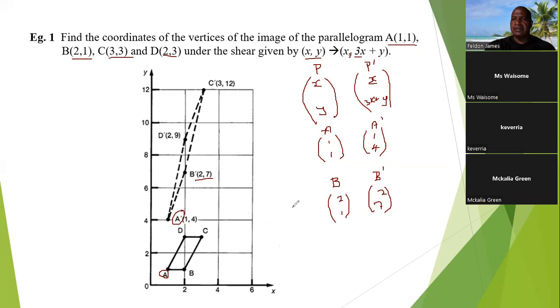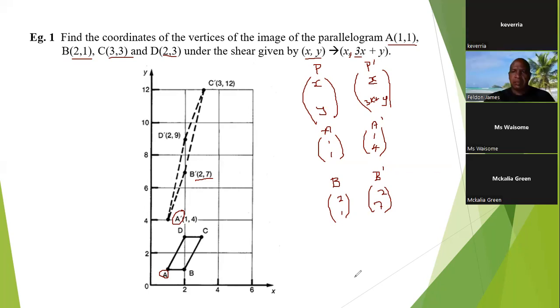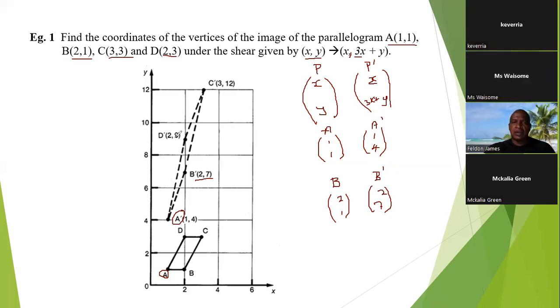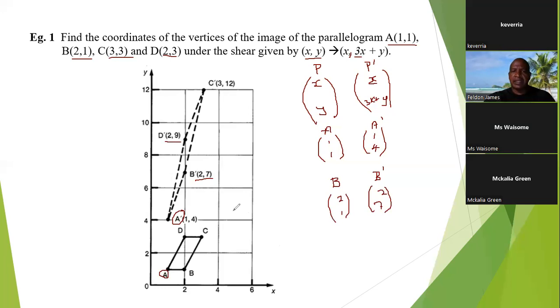You following, guys? Raise your hand if you're following for me. All right, so you do that for all the coordinates.